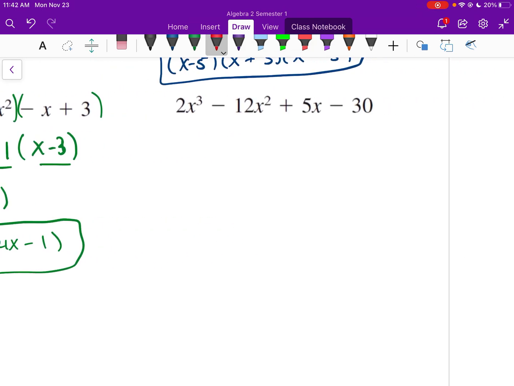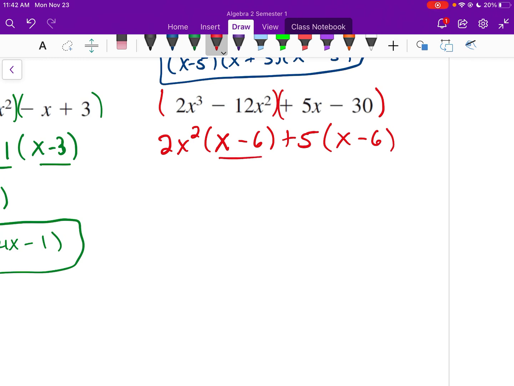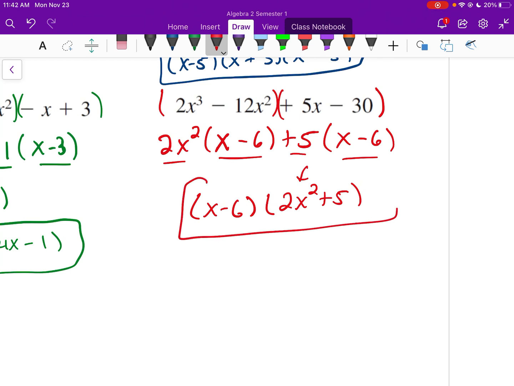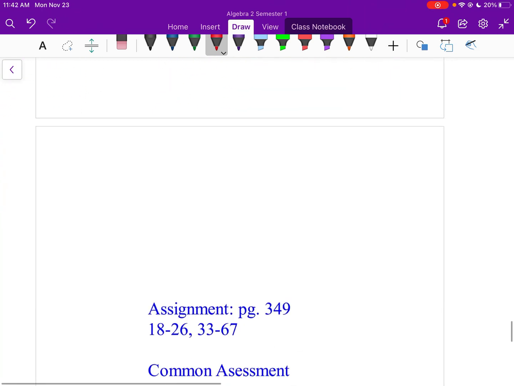All right, last one here. Group up again. I can take out a 2x squared from those first 2 terms, and that's going to leave me with x minus 6. I can factor out a positive 5 out of the next term. So 5 times x minus 6. Again, x minus 6 is common now, so we factor that out, and I'm left with 2x squared plus 5. Okay, squared term there, but that will not factor further. So there is our factored form.